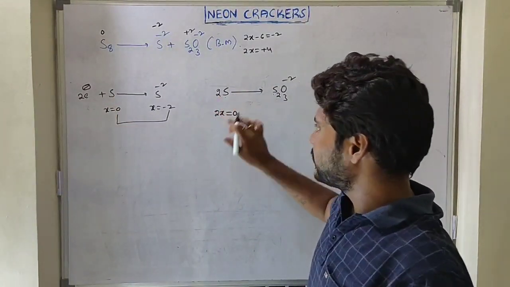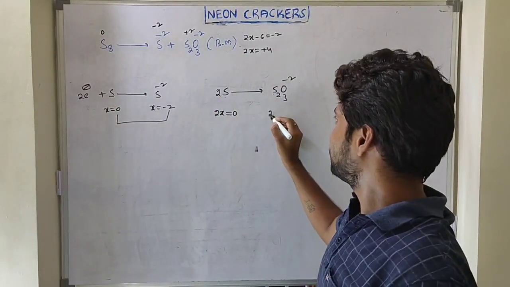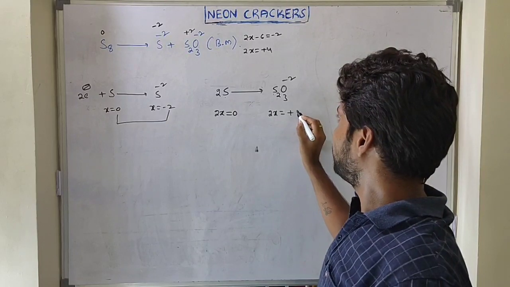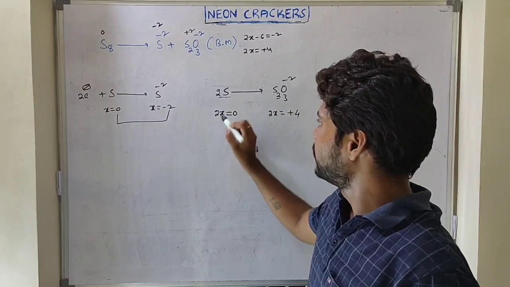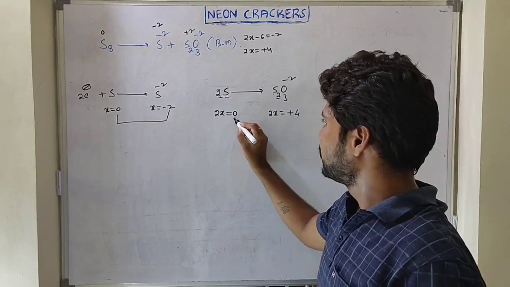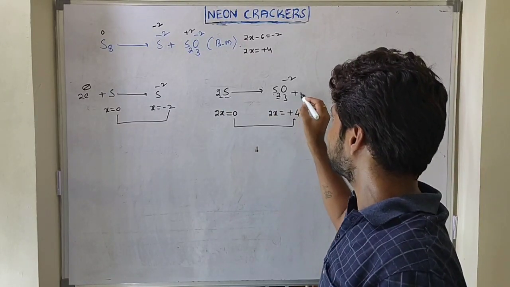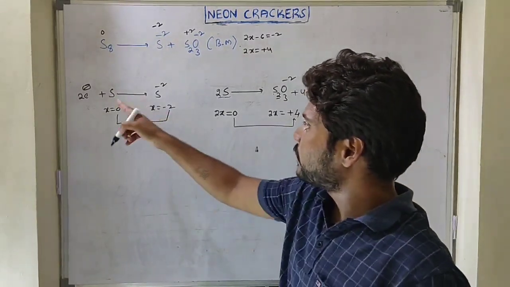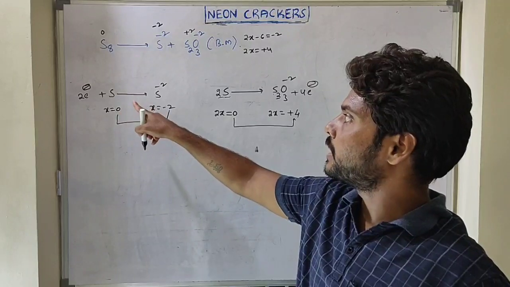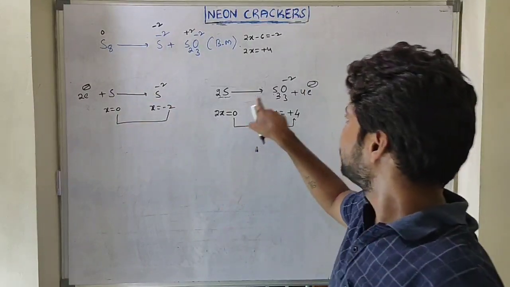So if it is 0, then 2x also equals 0, but here 2x equals plus 4. I told you already, whatever the number of atoms there are, we should maintain the same number of atoms. The difference is 4 electrons, and those 4 electrons are to be added to the higher oxidation side. And there are no other balancing oxygen atoms or hydrogen atoms, but here there are.